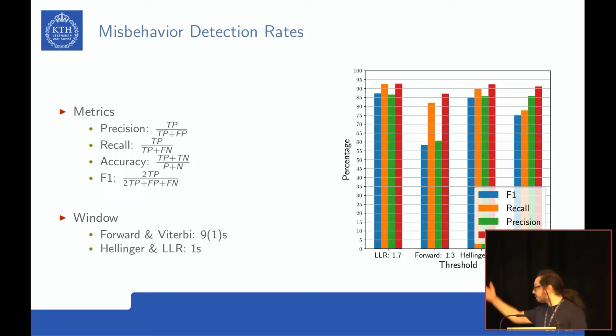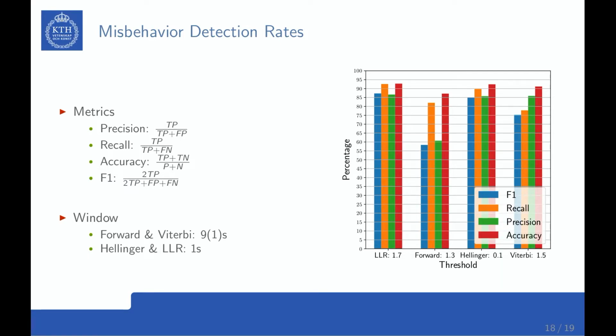Now, let's jump straight into our results. So we have specific metrics like precision, recall, accuracy, and F1. In this case, we will only show the F1 result because it provides a middle ground between precision and recall. From the four methods that we use, the best one is the log likelihood ratio, which gives an F1 result of around 87%, with the Hellinger approach being second with 85%.